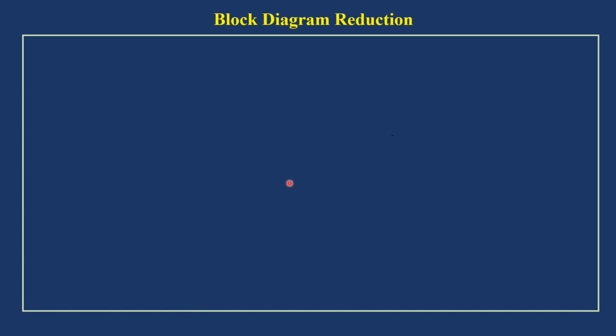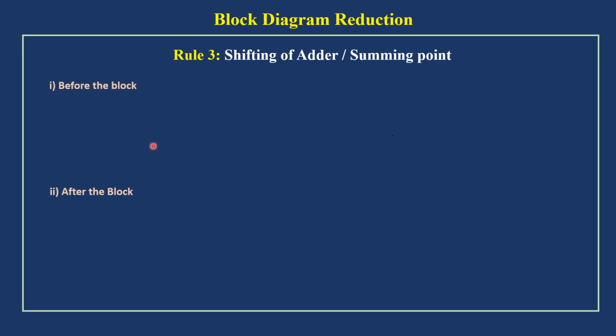And then the next rule, shifting of adder or summing point. Adder can be otherwise termed as summing point. So the adder may be shifted before the block or after the block. Okay, I will tell you how to shift the adder before the block and after the block. So here I am representing one pictorial representation which consists of a block and a summing point. Here I have considered one summing point and one block is given. R1 is given as input for the block, and then R2 is given as input for the summing point.